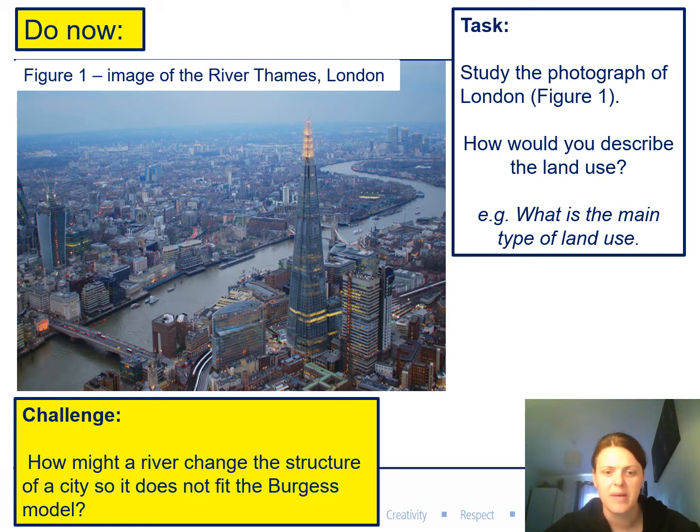Okay, so this is thinking back to last lesson. What is the land being used for here? And then have a look at the challenge. How might a river change the structure of a city so it does not fit the Burgess model? And that links back to last lesson too. So give yourself a good 10 minutes for this question, guys.